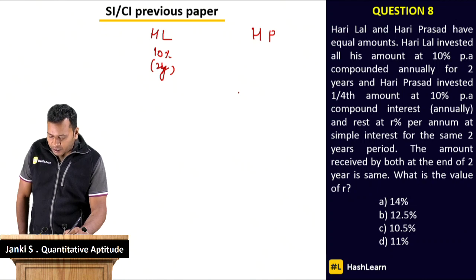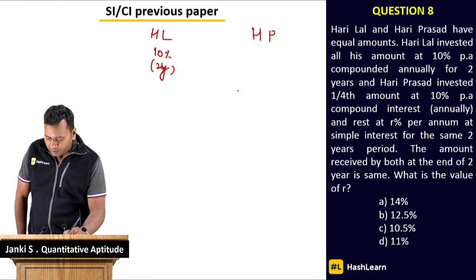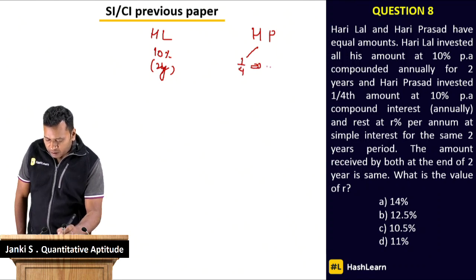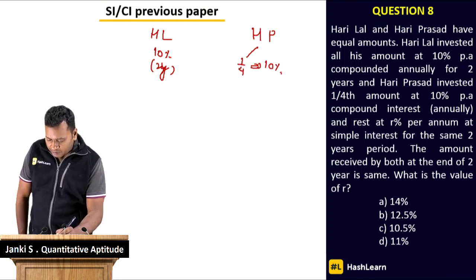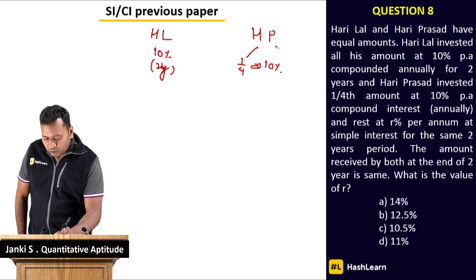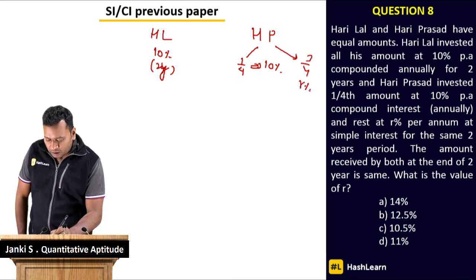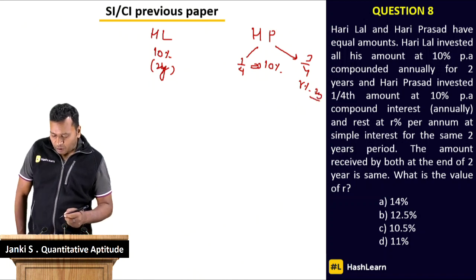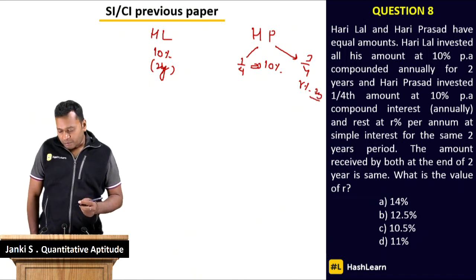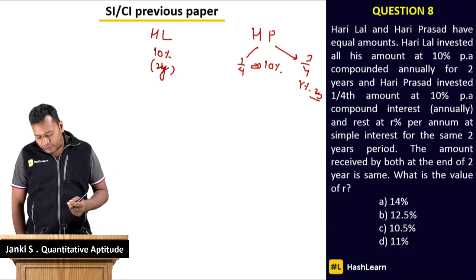And Hari Prasad invested 1/4 of the amount at 10%, again compound interest annually, and the rest at R% per annum at simple interest for 2 years, right? So the rest is how much? 3/4. It's for R% for 2 years, right? Same condition. The amount received by both of them at the end of the period is the same. What is the value of R%?